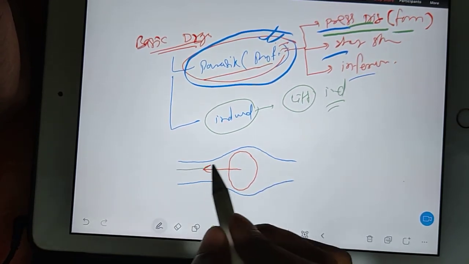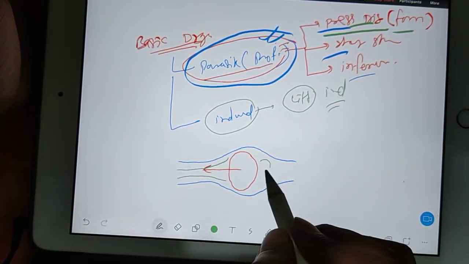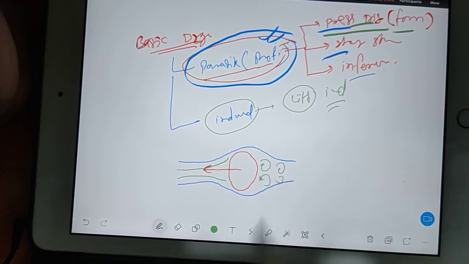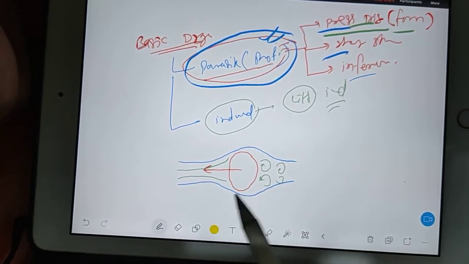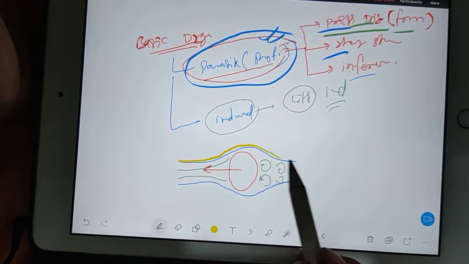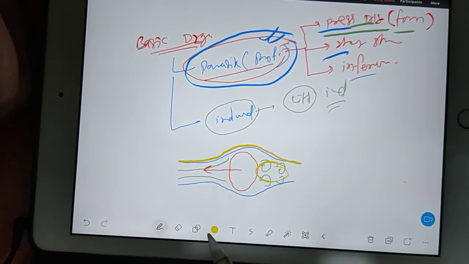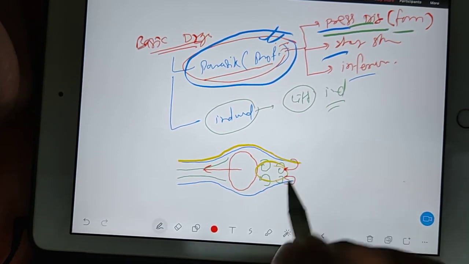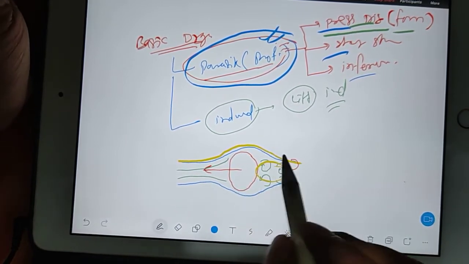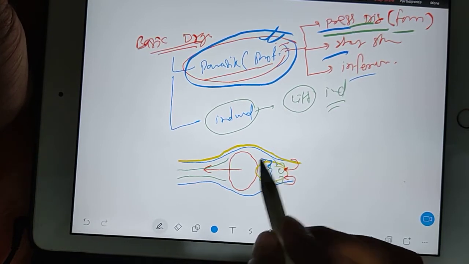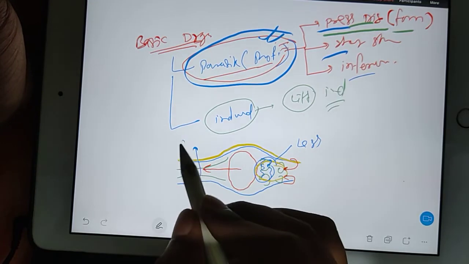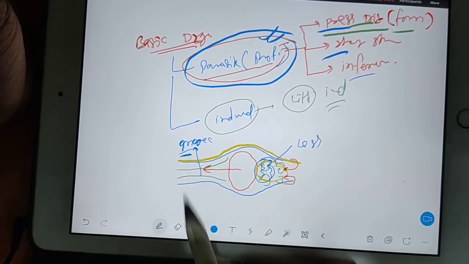So here you'll be having smooth streamlines, but here you'll be having this kind of curls. Why? Because when flow goes like this, it creates vacuum in this zone. So to fill that vacuum, air turns like this. So totally in this direction, because of vacuum, we get less pressure. But here we get more pressure.